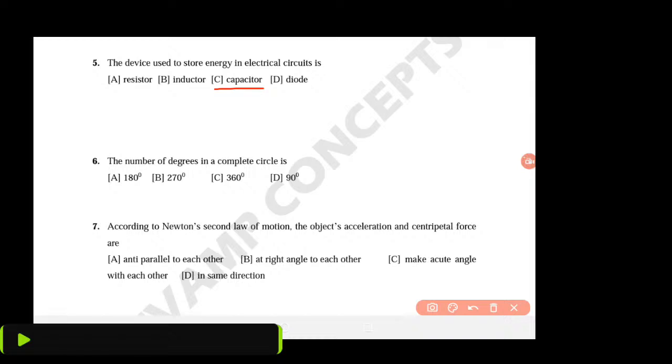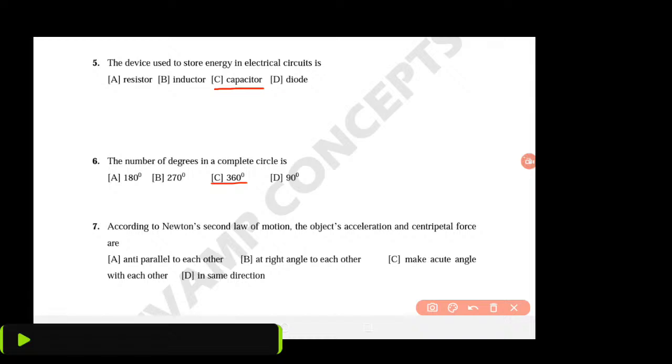Question number 6 says the number of degrees in a complete circle is dash. I will say this question is more of mathematics than physics. Sometimes they refer to this as the angle at a point, and that is no other thing than 360. So a complete circle will have an angle of 360 in it. So the answer to question number 6 is option C.